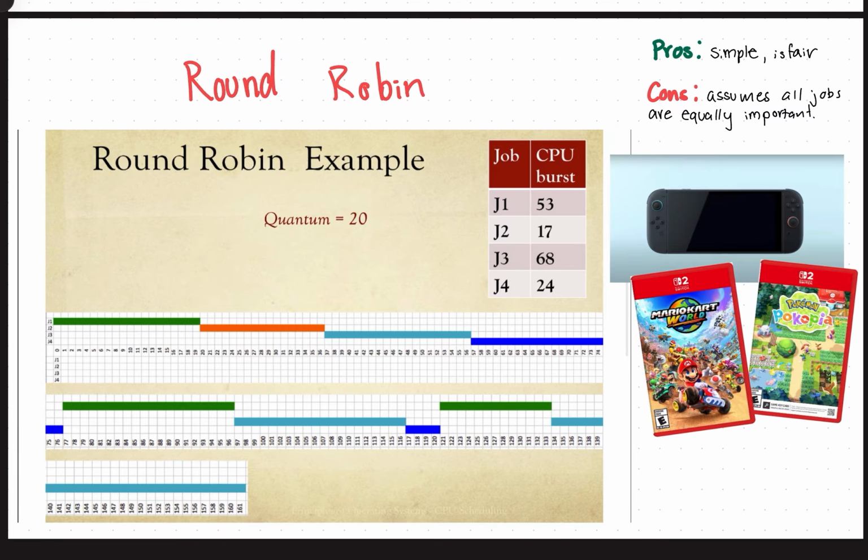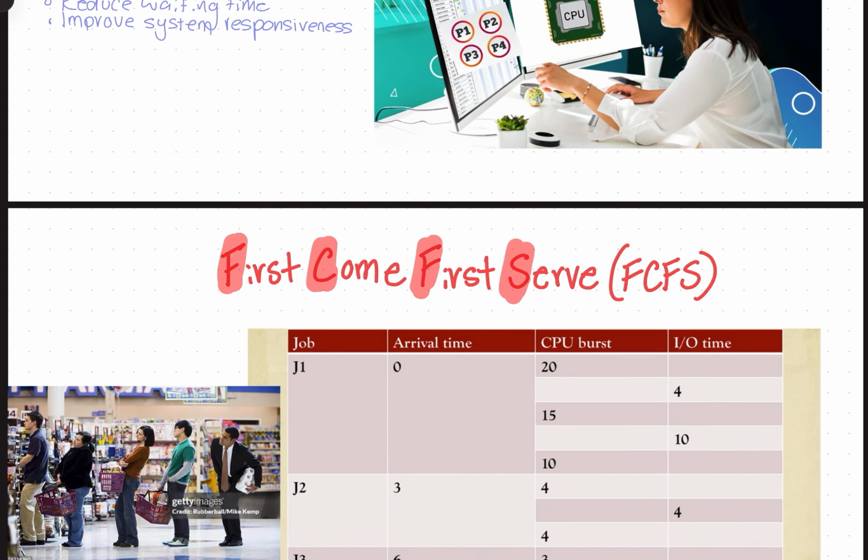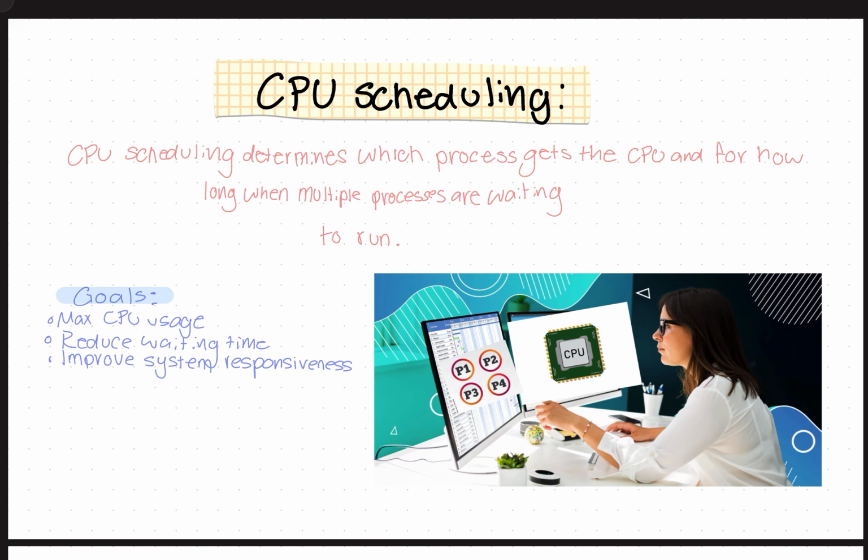Now, I like to use the Switch example because I like the idea of finishing the run through of the game, and now because you're done, you let the other person finish their run through of the game. So this is a very brief overview of CPU scheduling, and I hope that this helps.